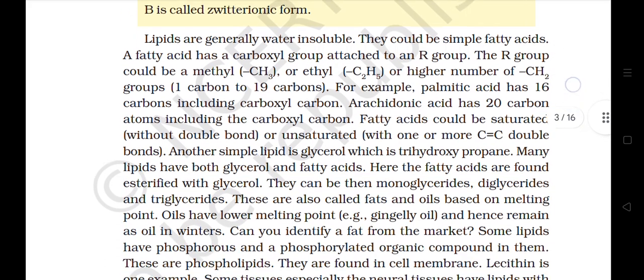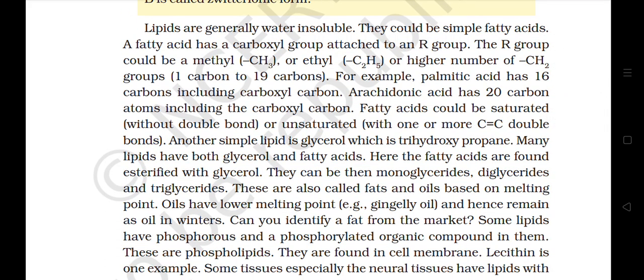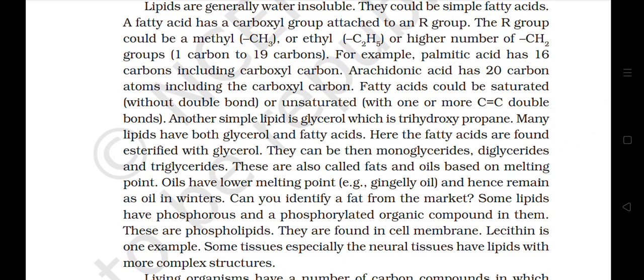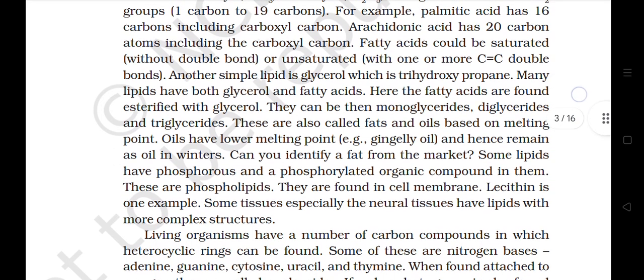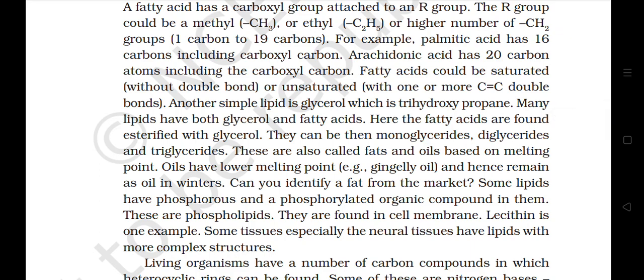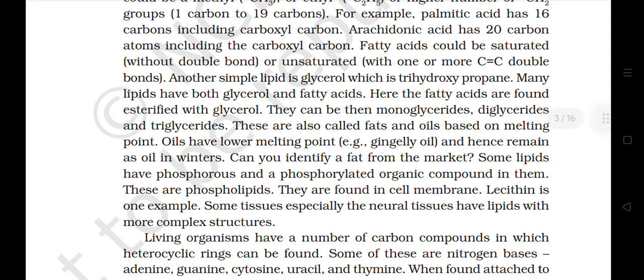Lipids are generally water insoluble. They could be simple fatty acids. A fatty acid has a carboxyl group attached to an R group. The R group could be a methyl CH3, or ethyl C2H5, or a higher number of CH2 groups, from 1 carbon to 19 carbons. For example, palmitic acid has 16 carbons including the carboxyl carbon. Arachidonic acid has 20 carbon atoms including the carboxyl carbon. A fatty acid could be saturated without a double bond, or unsaturated with one or more carbon-carbon double bonds.